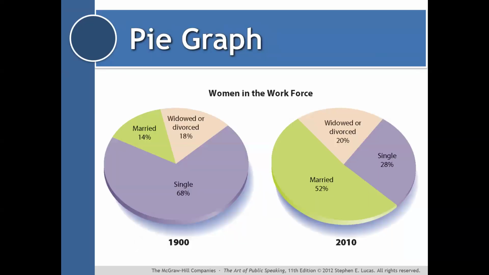Here's a pie graph that shows the differences in the percentage of married versus single women and other demographics from 1900 until 2010. So you can see what you are trying to illustrate there, that many more married women are in the workforce in 2010 than were in the workforce in 1900.